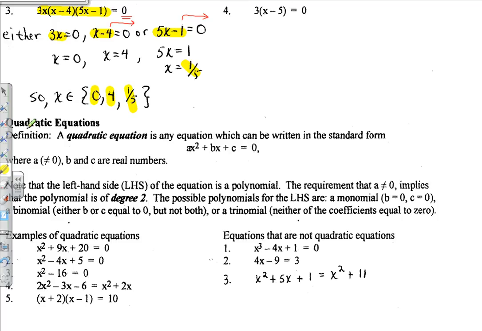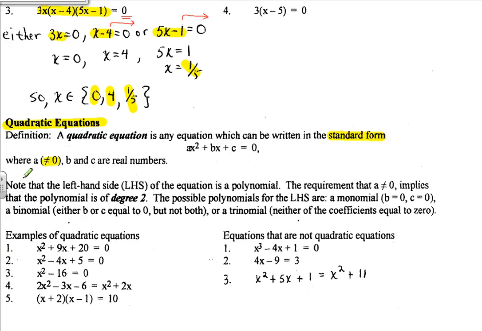So now moving on to a different type of equation, these are what we call quadratic equations. Now the quadratic equations, let's see what the definition says. A quadratic equation is an equation which can be written in the, I'm going to highlight that, standard form, ax squared plus bx plus c equals 0. Here, a, b, and c are numbers, with a can't equal 0.